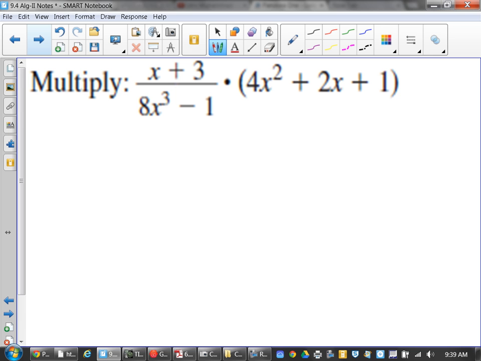All right, let's go through this one. Do you just put it all over one? Yeah, you put it all over one if you want. Now, what happens here is you have to remember the pattern for factoring out a cube.